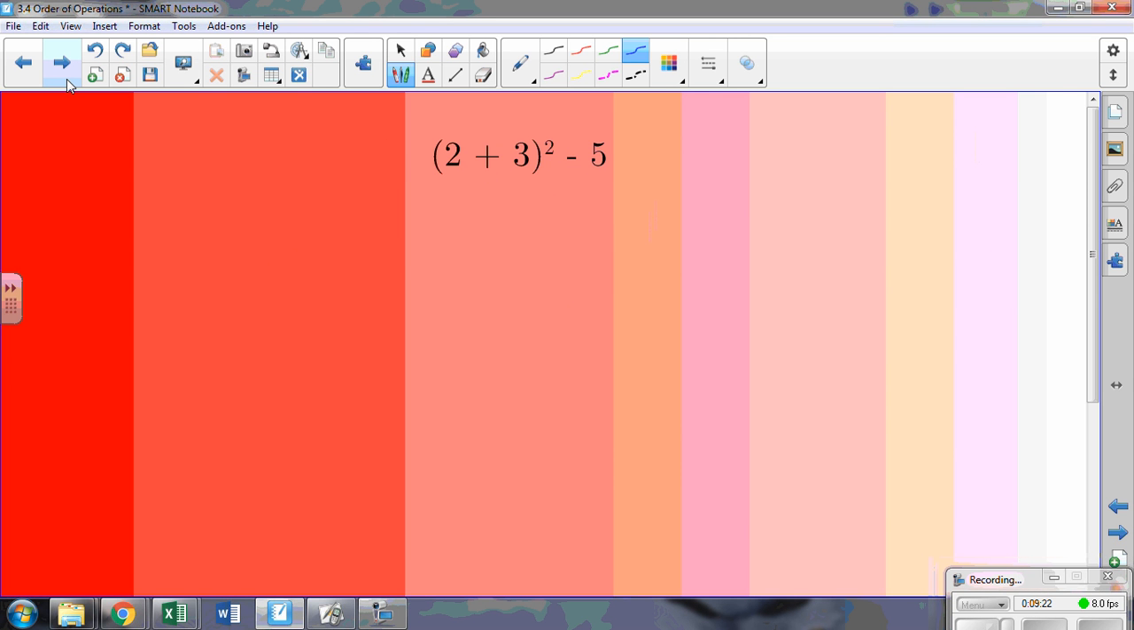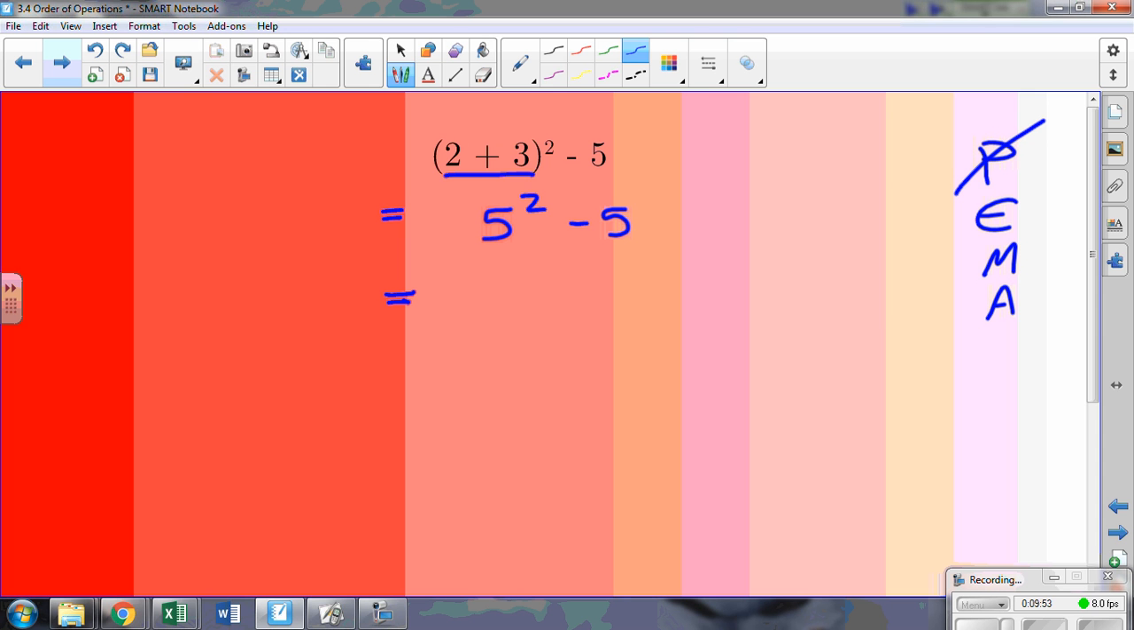Consider here. Are there parentheses? Yes. So do the parentheses first. 2 plus 3, that's 5. Are there more parentheses? No. Exponents? Yes. So we need to evaluate the exponent, 5 to the second power, or 5 squared.